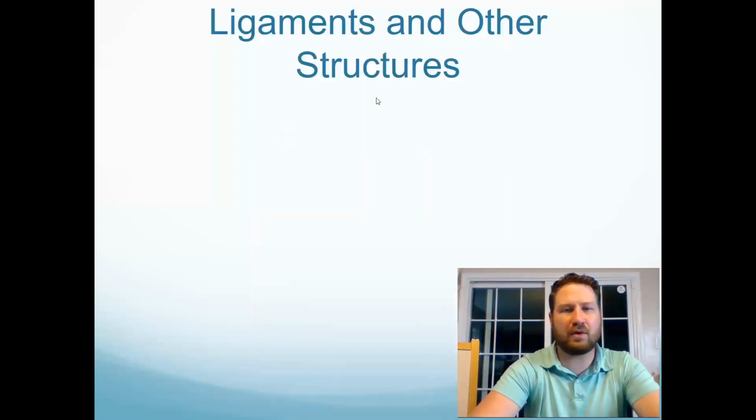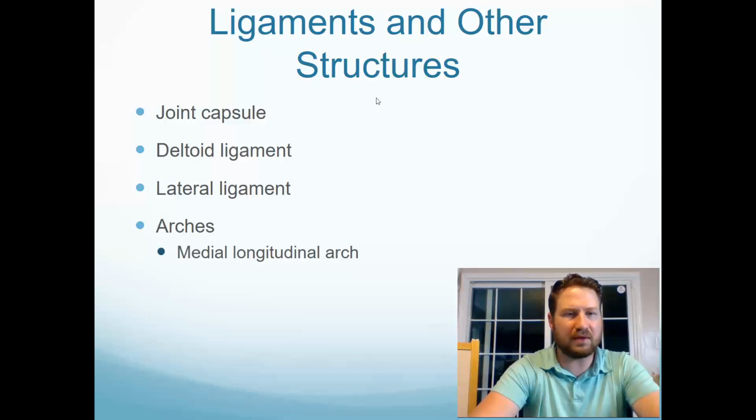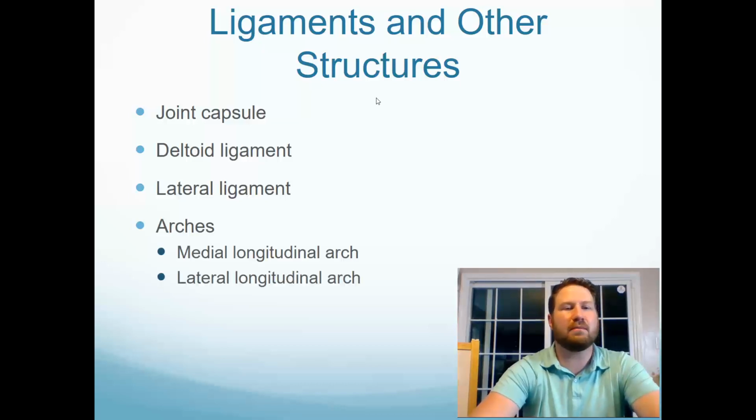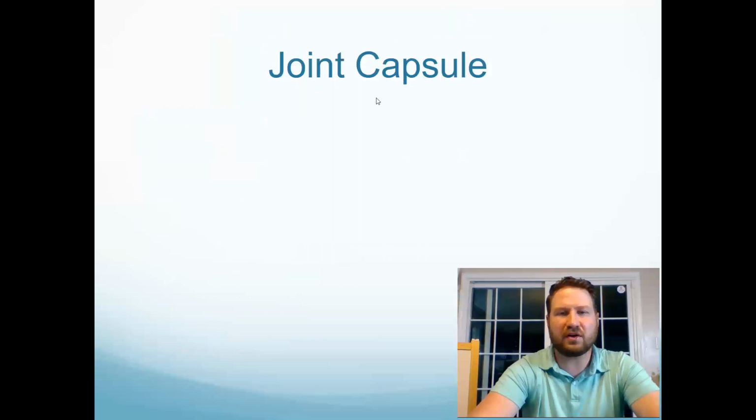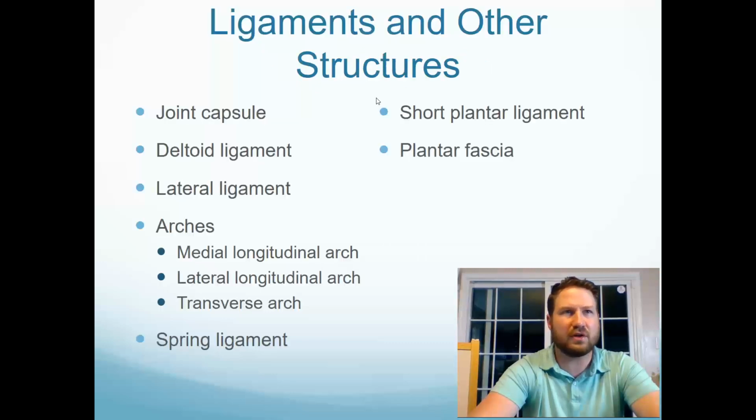So those were the bones. Now we're going to move into ligaments. So we have our joint capsule, we have our deltoid ligament medially, our lateral ligament laterally, obviously. We have our arches, we have a spring ligament, a short plantar ligament, and our plantar fascia.